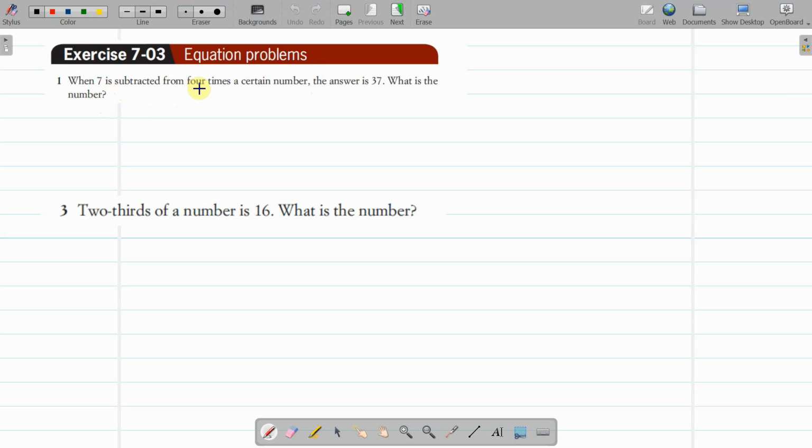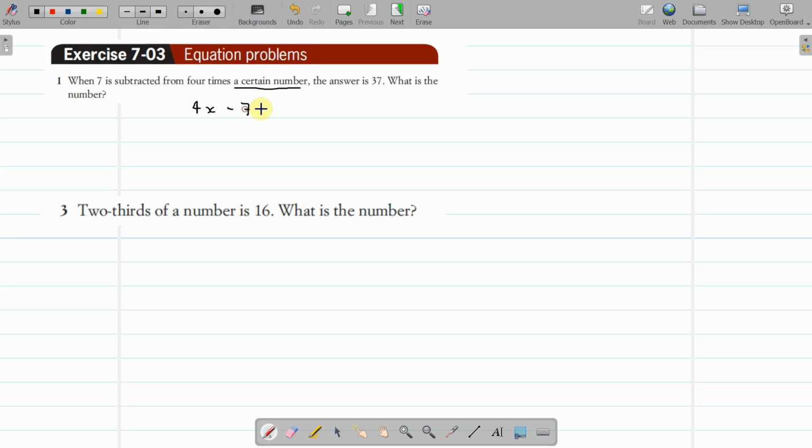When x is subtracted from 4 times a certain number. Now we're going to take a certain number to mean x. So we're dealing with 4x. 4 times a certain number is 4x. You could put 4 in if you want, but we'll just go with 4x. Now this, 7 is subtracted from 4 times a certain number, does not mean this. That's 4 times a certain number subtracted from 7. So that's the first trap.